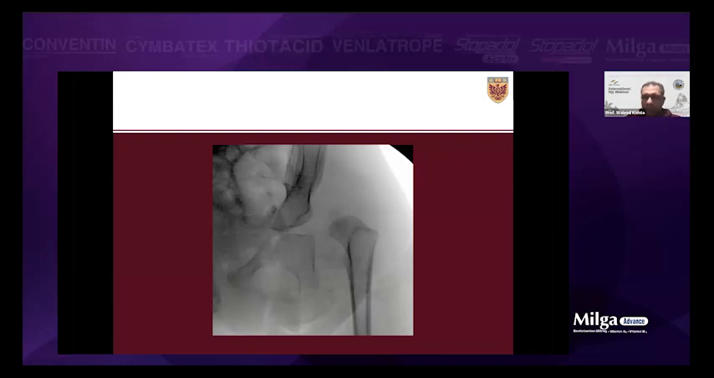Excellent. And next will be the patient positioning. What do you guys do for the positioning? Position and the drape.